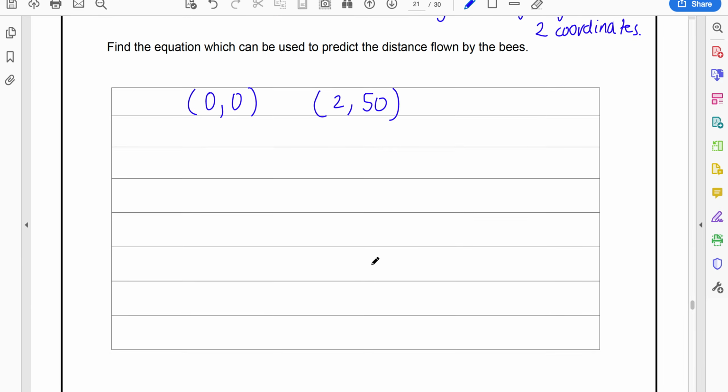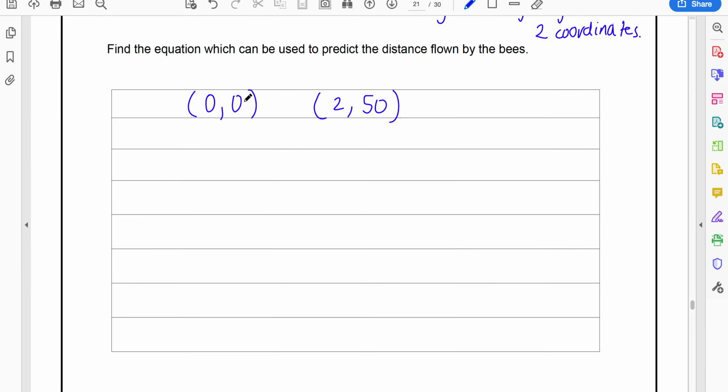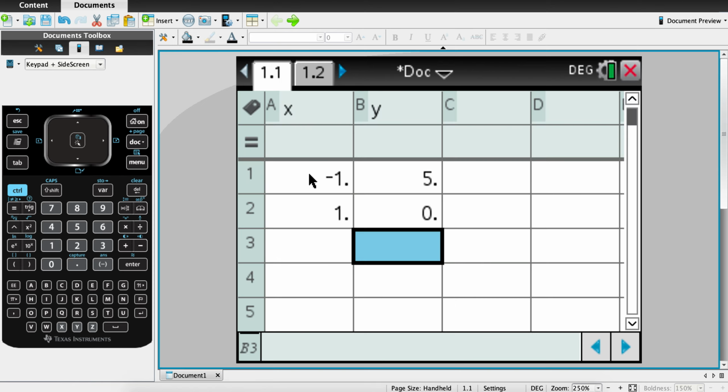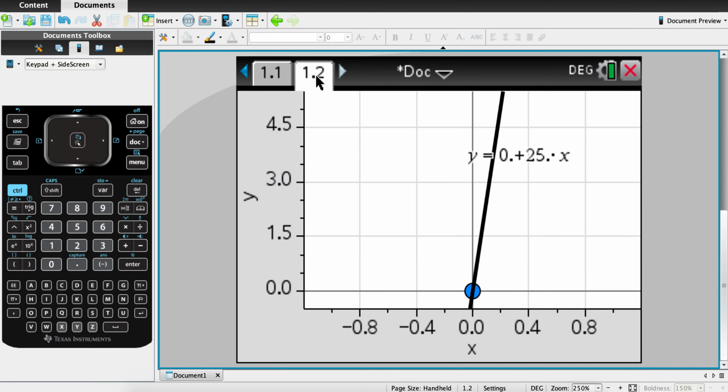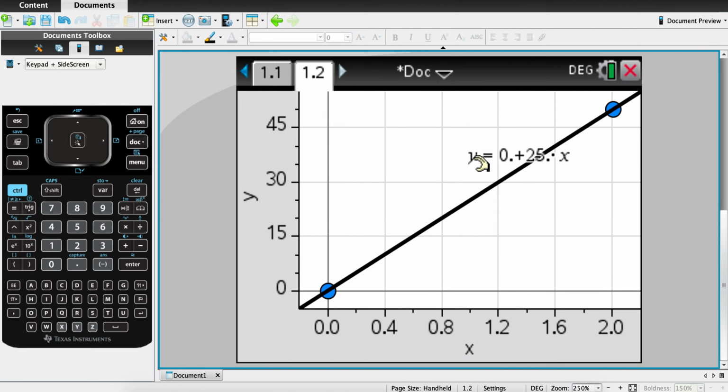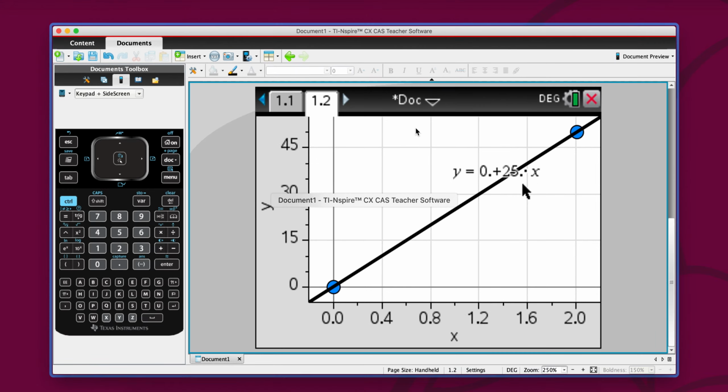Okay, so I've actually got my y-intercept there. So you can do it that way if you wish, and you could then use these two coordinates to get b. Or calculator method, I can simply go 0, 0 is my first coordinate, and 2, 50 is my second coordinate. I'll go back here and I'll adjust it, and you'll see I've got y equals 0 plus 25x.